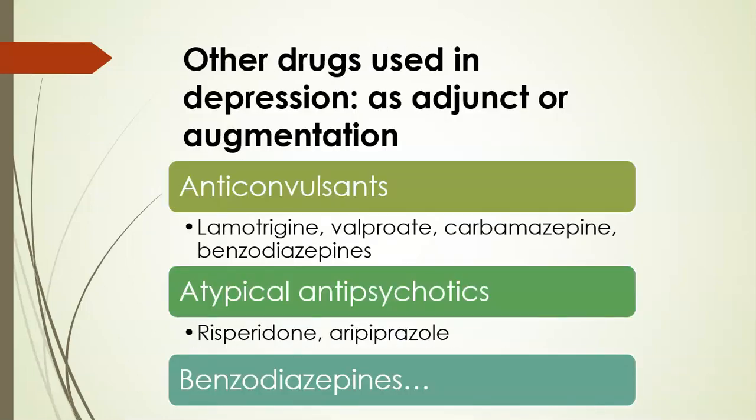Other drugs that can be used in depression, as an adjunct or to augment the effect seen by a drug, include things like anticonvulsants. Patients can be on one antidepressant drug with another anticonvulsant drug to control the depression. Examples of this would include lamotrigine, sodium valproate, carbamazepine, and also benzodiazepines. And also some atypical antipsychotic drugs, risperidone and aripiprazole. So don't worry too much about these drugs. We will learn about them in the next few lectures.